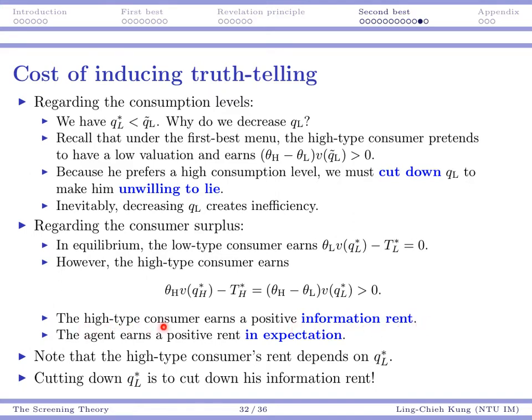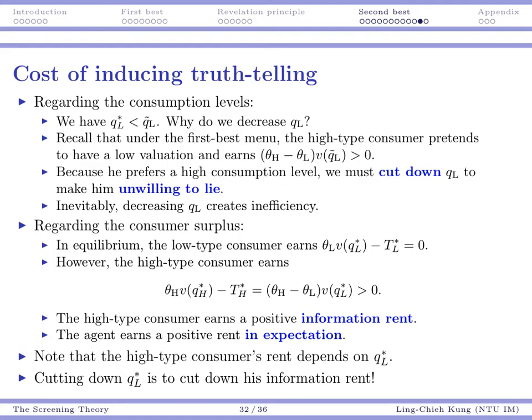The high type consumer can earn a positive utility because of what? It's not because he is more diligent, or because he has more power, or because he is smarter. It's simply because he has some information. When he does not have that piece of private information, no matter whether he is low type or high type, he gets nothing. But now, because the agent has private information, the agent can enjoy a positive utility in expectation, and that is called information rent.